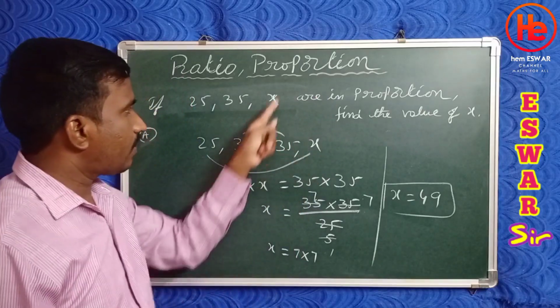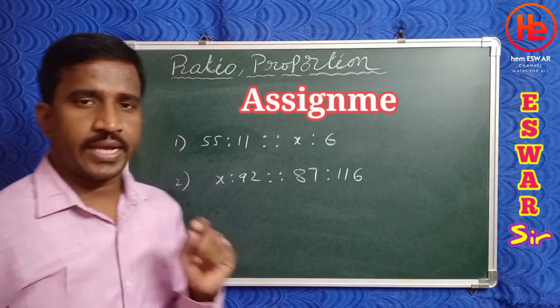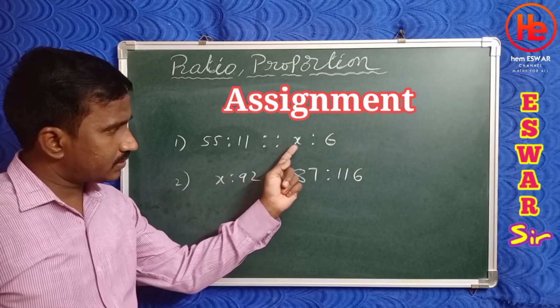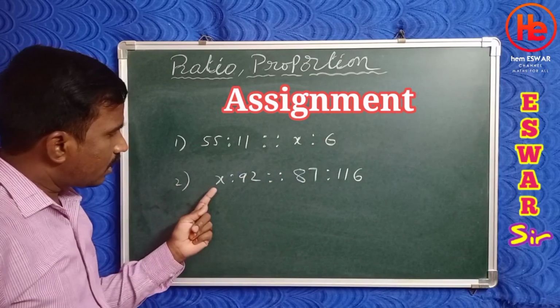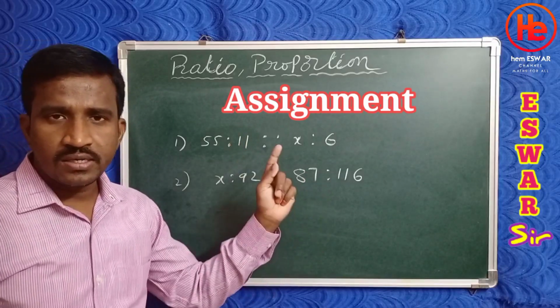In this case the value of x will be 49. Friends, now assignment time. Here given 55 is to 11 as x is to 6. Second one, x is to 92 as 87 is to 116.